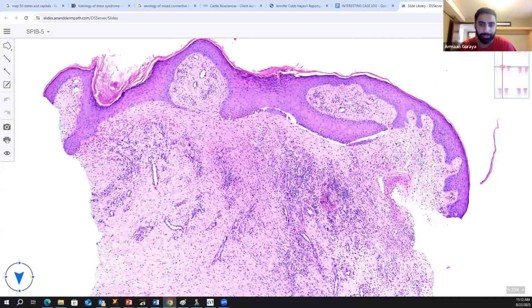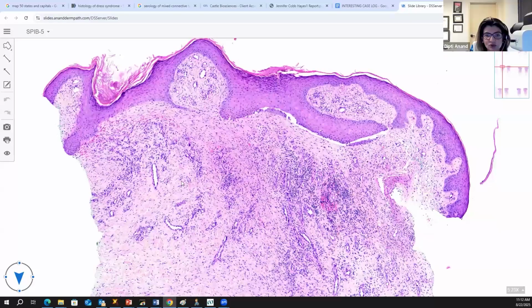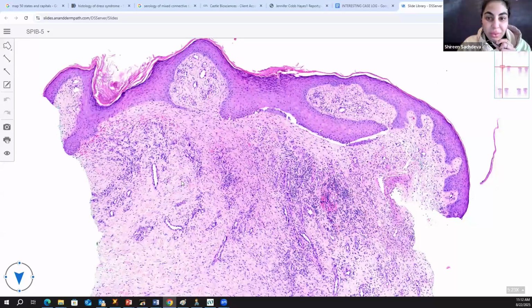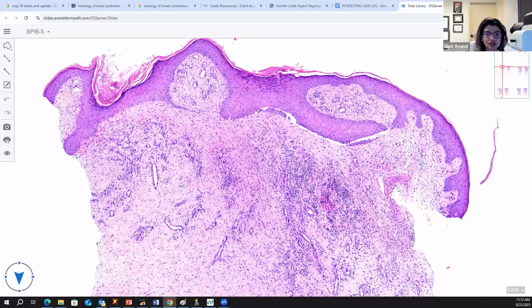PCT, EBA. Yep. It's only 2 I remember. What is a brother or sister of PCT? Pseudoporphyria. Pseudoporphyria, yep. And the last one is? Bullous lupus. No, bullous lupus is going to be cell rich. It is dystrophic EB. You guys remember that?